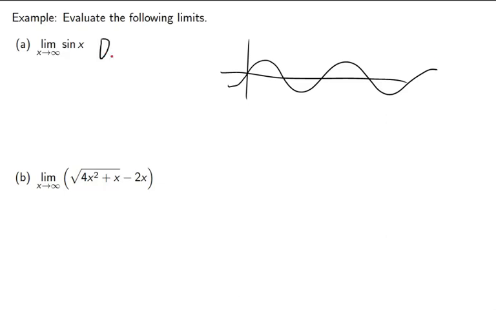This limit does not exist, and the official justification could be uncontrolled oscillation. It's actually the same exact idea as the sine of 1 over x was when x approached 0.